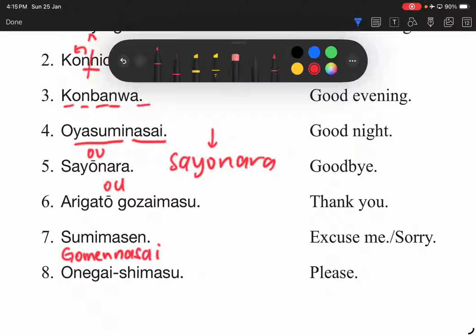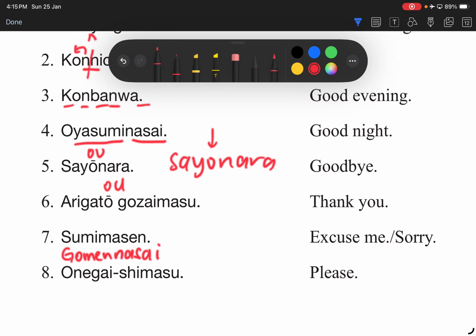Of course, there are even more advanced ways to apologize. 申し訳ございません。恐縮なんですが、お詫びを申し上げます。There's a lot of ways to apologize. Okay, number 8. お願いします。Okay, this means please.